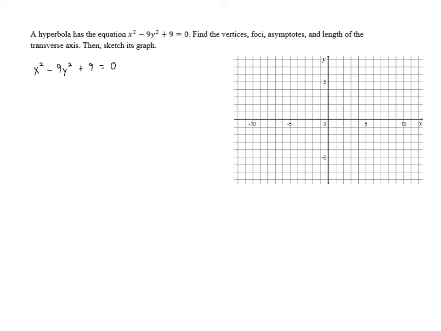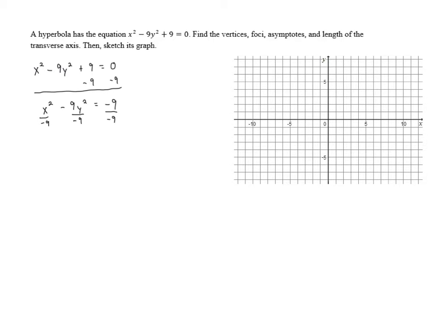Now we know that we want the x and y squared terms on the same side, and the constant on the other side. So we're going to have to subtract 9 from both sides to move the constant away. That gives us x squared minus 9y squared equals negative 9. Now we also need that constant term to be equal to 1. So to change that negative 9 into a 1, we're going to have to divide both sides by negative 9. And that is going to change the signs of each of the terms on the left.